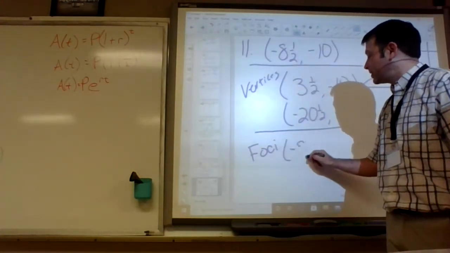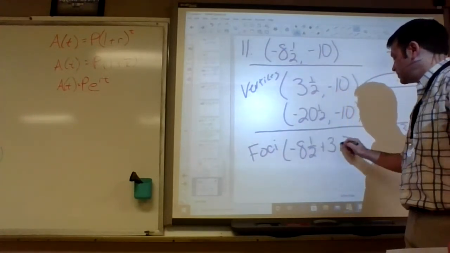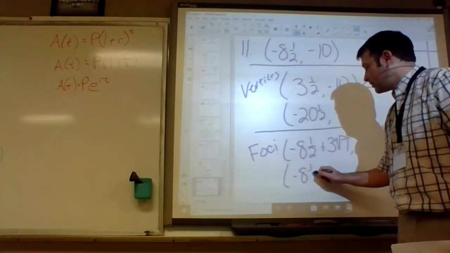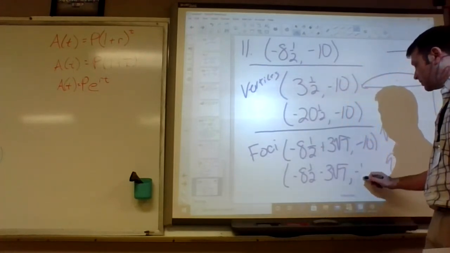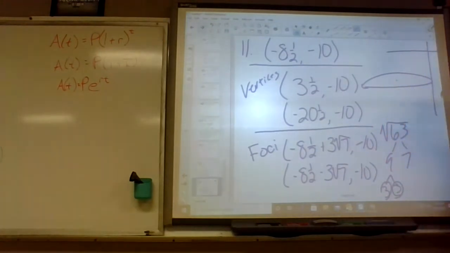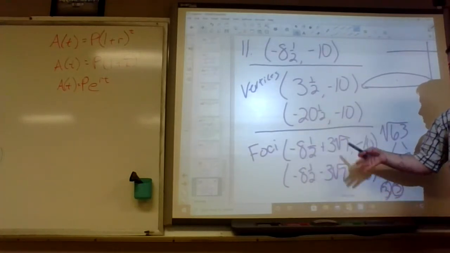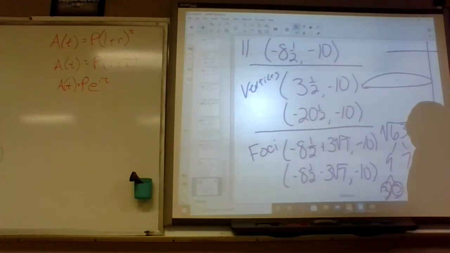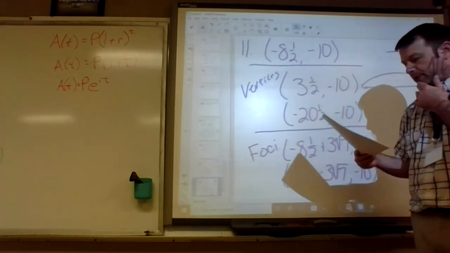So I'm just going to write negative 8.5 plus 3 square root of 7, comma, negative 10, and negative 8.5 minus 3 square root of 7, comma, negative 10. Now if we actually had to graph that, what would we do? Put it in the calculator, get a decimal, put it on the graph. Next few I don't think will be too hard.